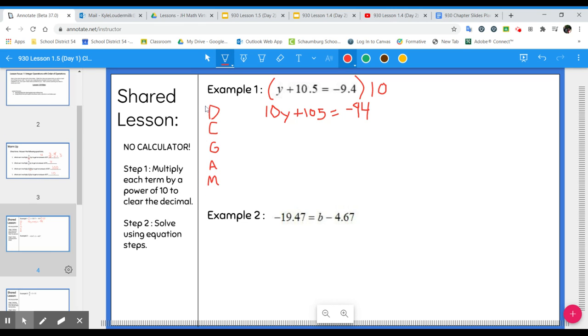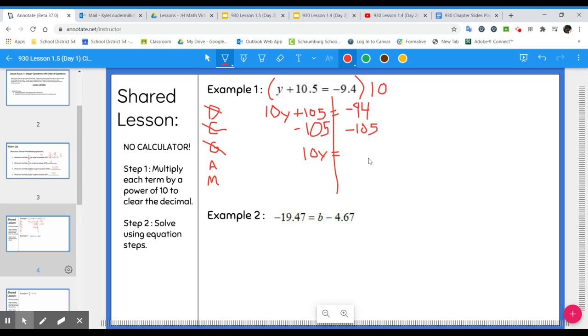I've distributed, so that's done. Do not have to combine like terms, which is nice. So I can cross that out. Don't have to get the variable on one side. That's already done. So now I just have to add or subtract my constant and then multiply or divide by my coefficient. So I'm going to subtract 105 from both sides. Okay, so I get 10y equals negative 94 minus 105.